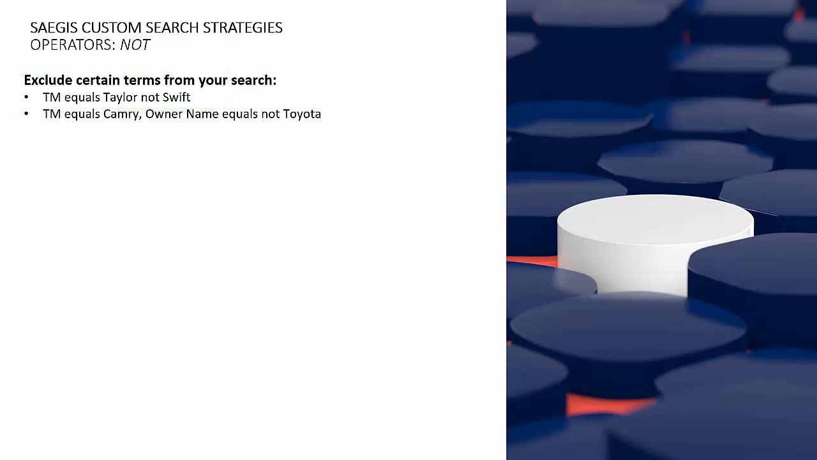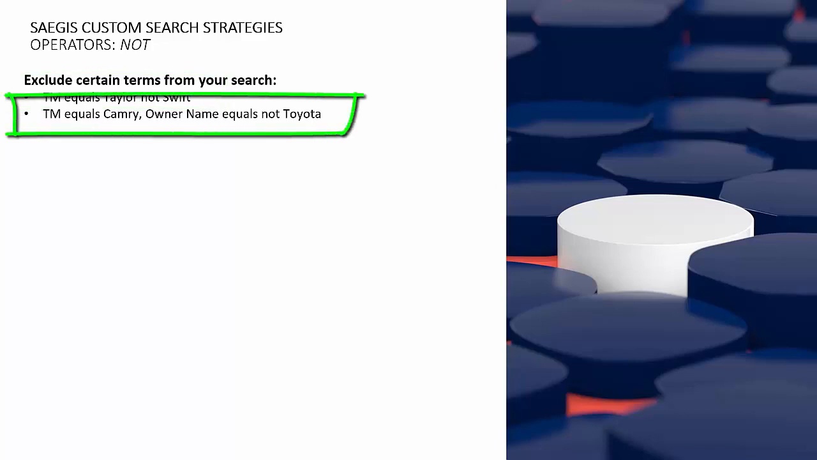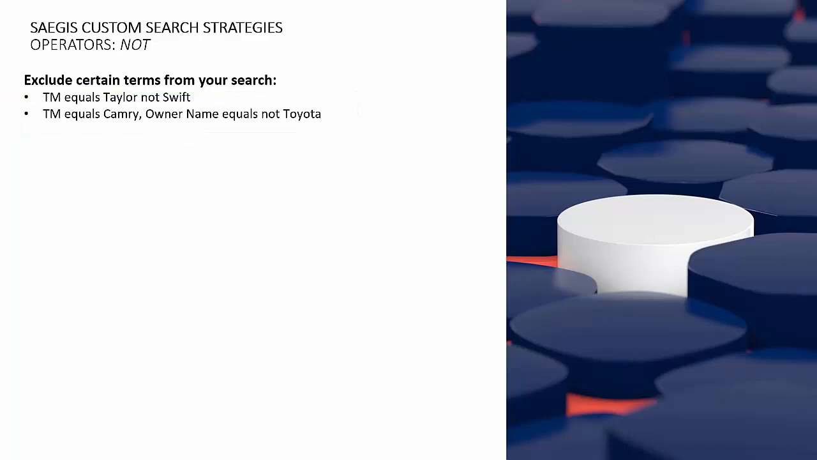You can also use the NOT operator in the owner name search field. For example, you could use the query trademark equals Camry, owner equals not Toyota to search for Camry trademarks that have not been filed by Toyota. We recommend not writing the legal form of a company when searching owner names in SAEGIS. The AND, OR and NOT operators can be combined in a single query. That way, you can run very targeted searches in SAEGIS.